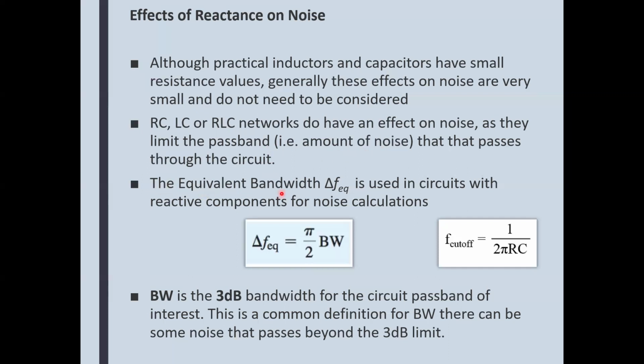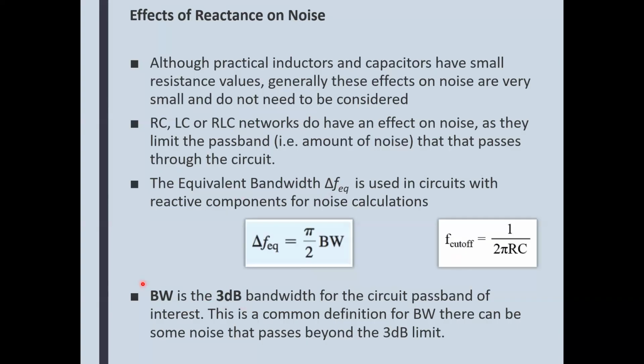Is the equivalent bandwidth delta F, the equivalent frequency range. So the equivalent bandwidth, and that's the expression, is used in circuits with reactive components for noise calculations, and this is the formula. And I added that here for designing filters. What is the equivalent bandwidth? And here's that 3 dB.